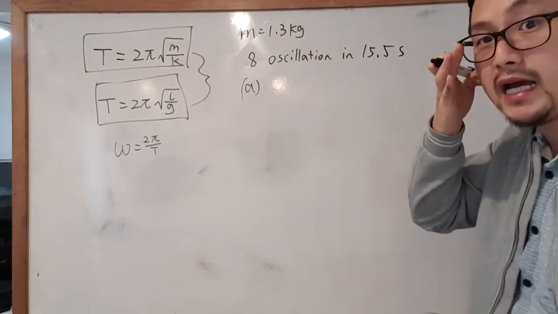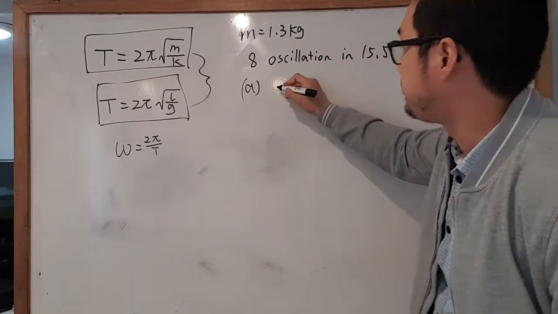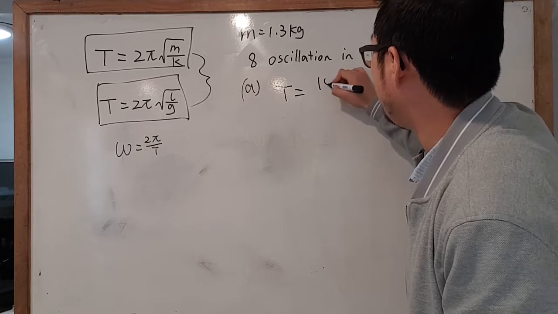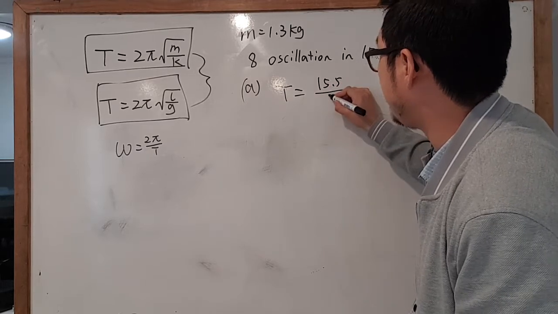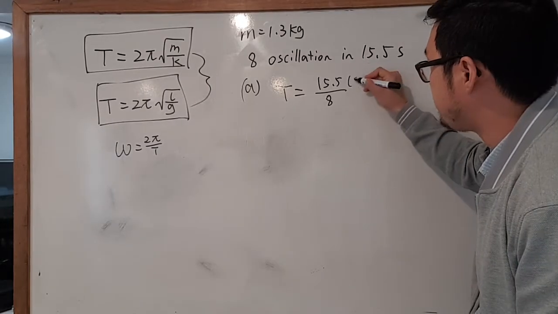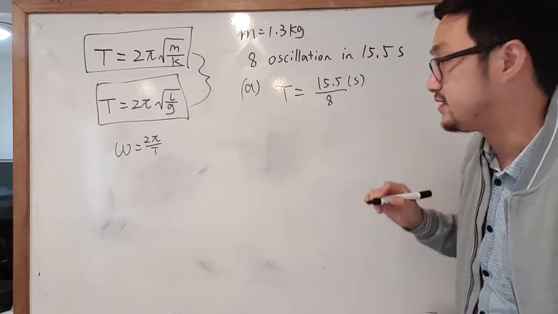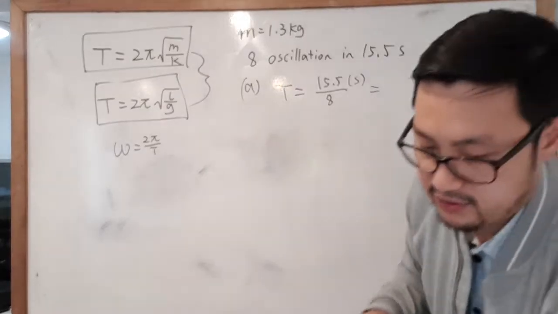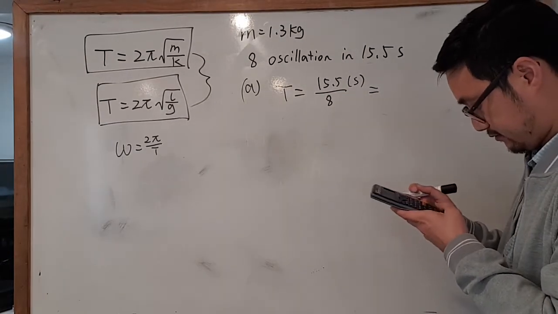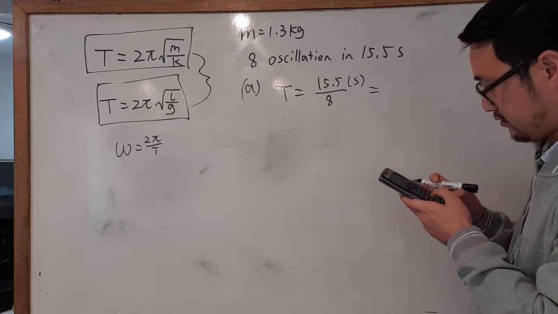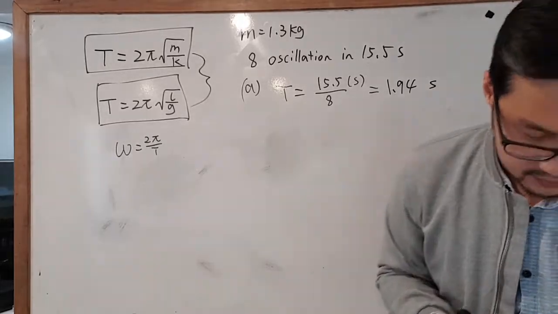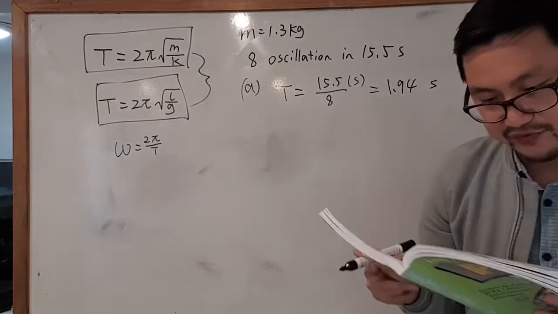Okay, period. I know the oscillation time. The period is the time taken for one oscillation, so I use 15.5 divided by 8. Some people will get this wrong. How you can remember is you're finding a time, so the answer is going to be in seconds. So 15.5 divided by 8 gives you 1.94 seconds. That becomes your period.